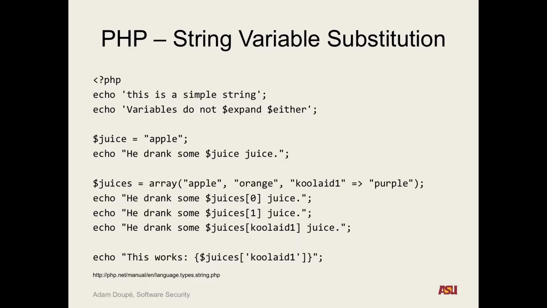Yeah? Could you explain the last statement, the curly braces? It allows you to use an arbitrary expression in here. I have to look up exactly what it means, but it means that you can use the single quotes here as the index inside the juices array. The other thing confusing about PHP is that arrays and dictionaries are basically the same thing. So this is an array: at 0 is apple, at 1 is orange, at 2 there's nothing. The other one is a key, Kool-Aid 1 goes to purple.